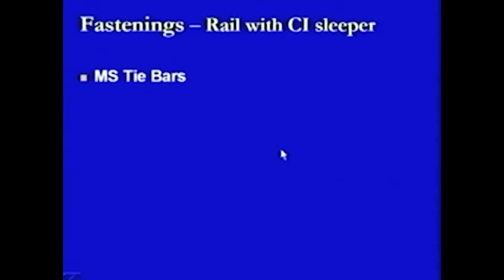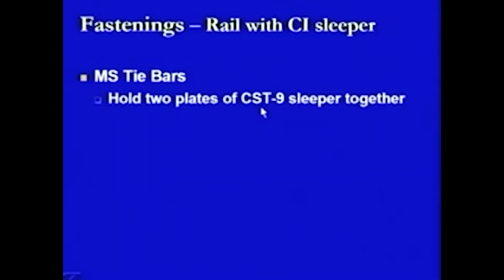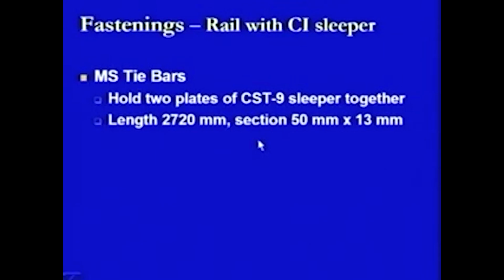Then there is a tie bar, a mild steel tie bar which is used so as to connect the two sleepers which are provided below the two rail sections used in the same gauge. These hold the two plates of CST9 sleeper together, and its dimensions are length 2720 mm and section is 50 mm by 13 mm.